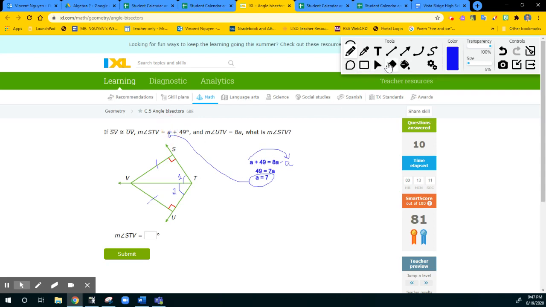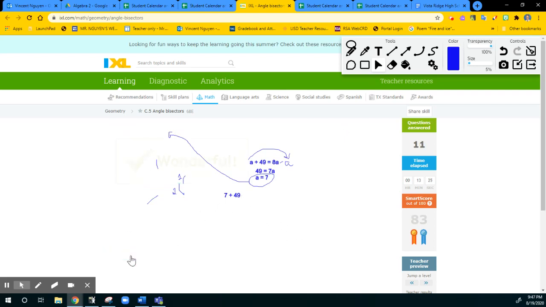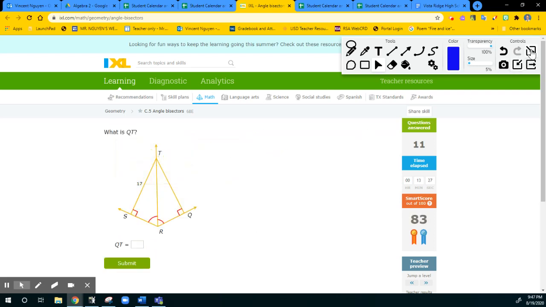So what we're going to end up having is angle STV would be 7 plus 49. 7 plus 49 ends up being 56, I believe. So I'm going to type in 56 degrees. Awesome.